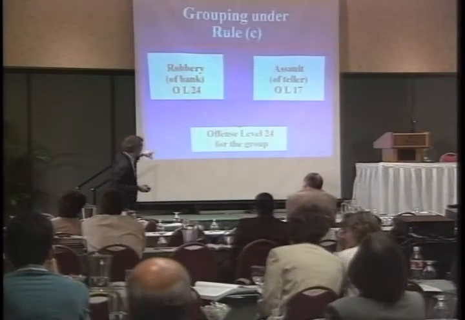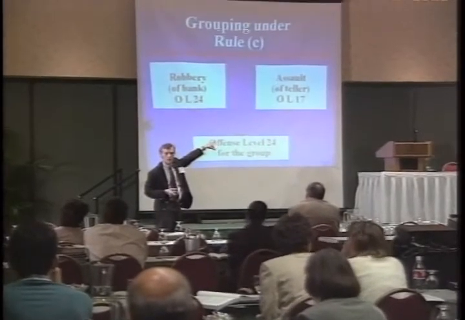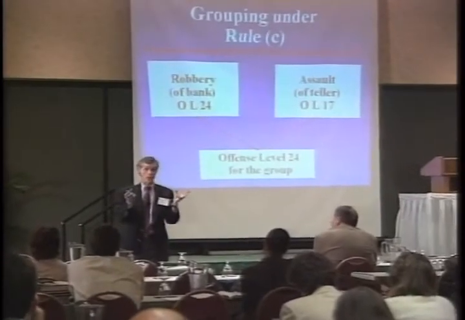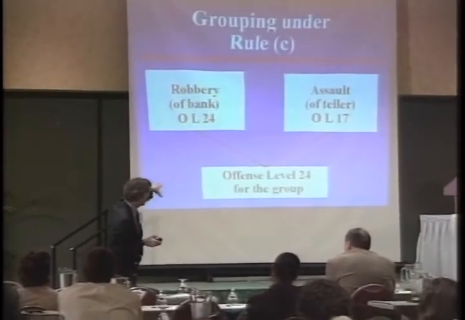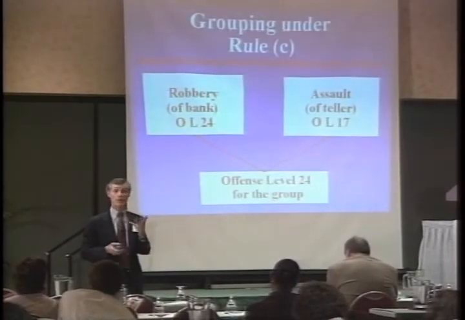Well, that injury to the victim that we've taken into consideration here really is the essence of this assault count. So we really have one composite harm, so let's treat those as one composite harm, group them together under Rule C. So we have a 24 and a 17. Grouped together, it's an offense level of 24 for the group.